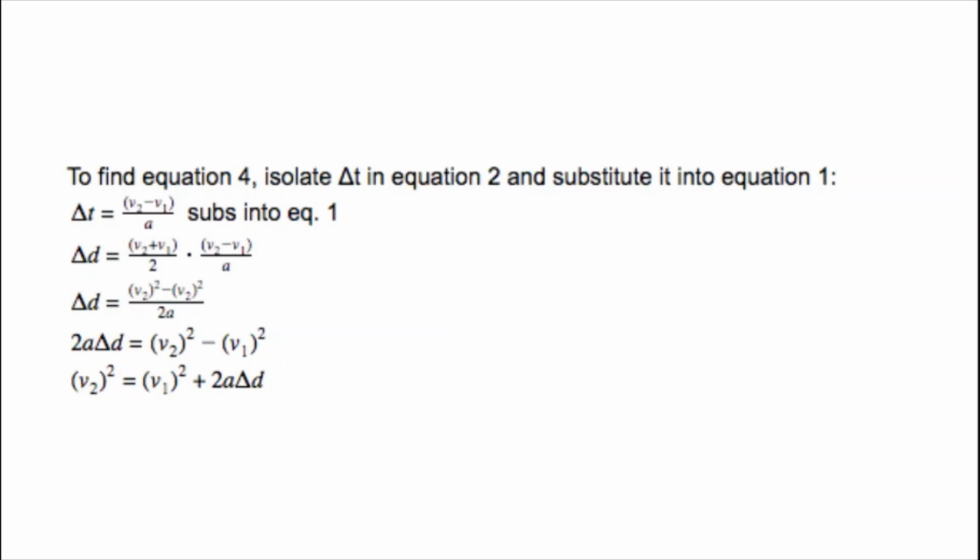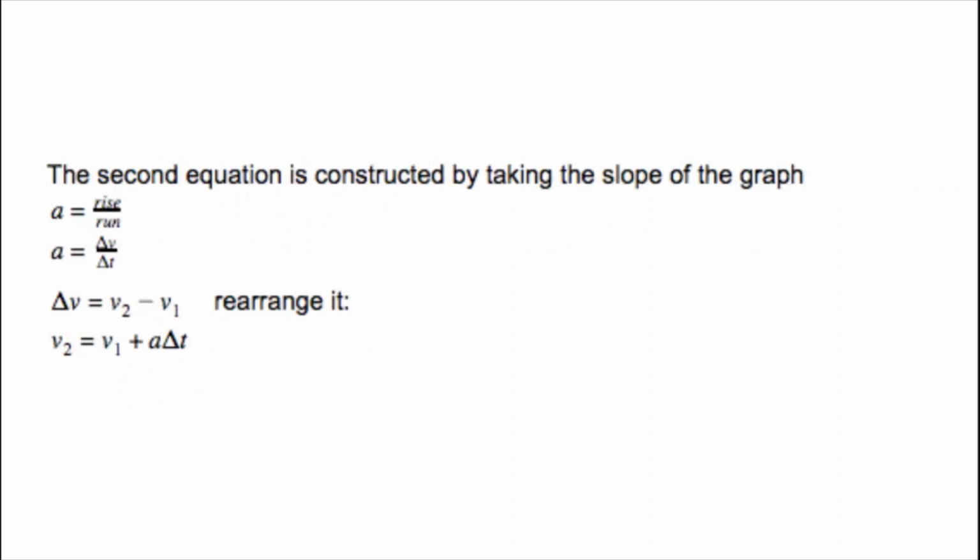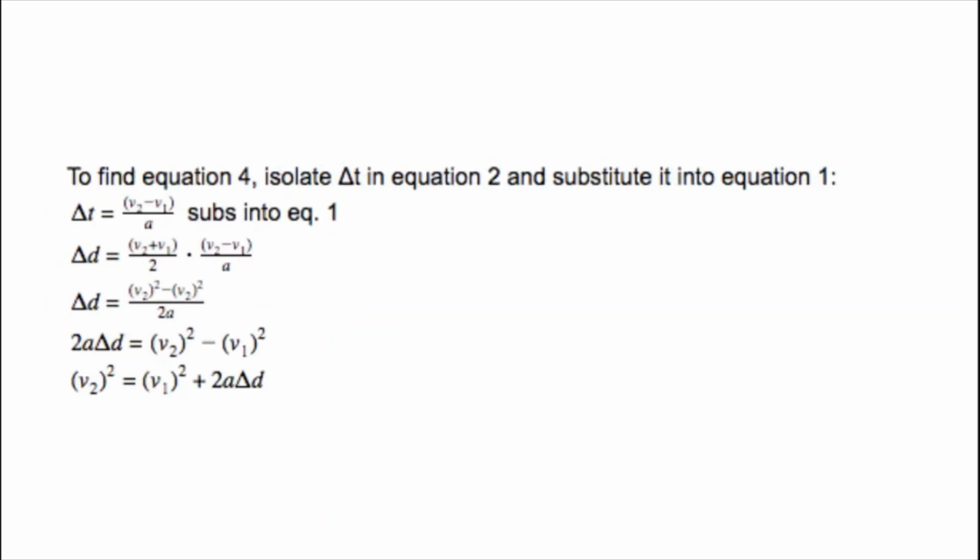To find equation 4, isolate t in equation 2 and substitute it into equation 1. You get delta t, or change in time, is equal to v2 minus v1, or final velocity subtract initial velocity, divided by acceleration. And you sub it into equation 1, you get delta d equals v2 squared minus v1 squared over 2a. And that turns out to give you v2 squared equals v1 squared plus 2a delta d.